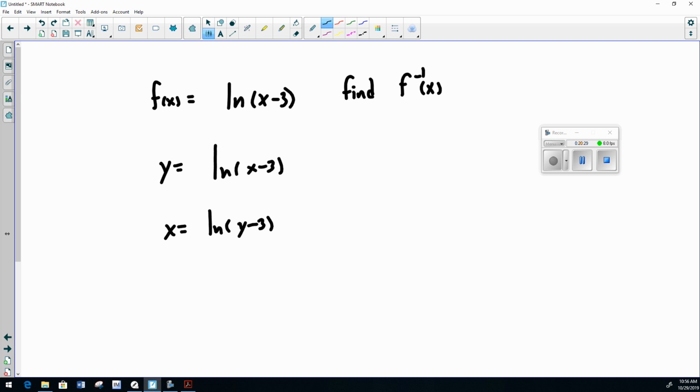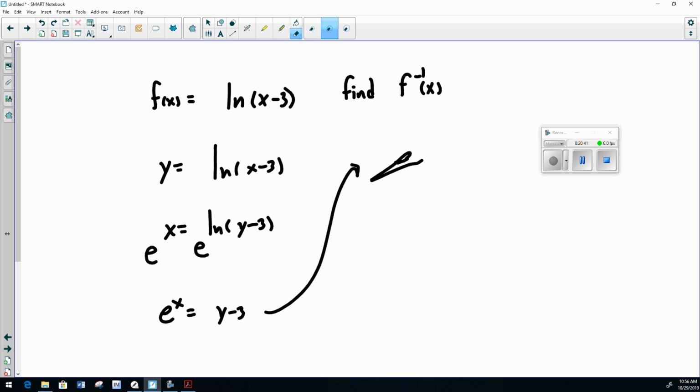And if you remember from last year, this is e to the x, here is y equals x, and here's the natural log of x. So last year you learned that e and ln are inverse functions of each other.